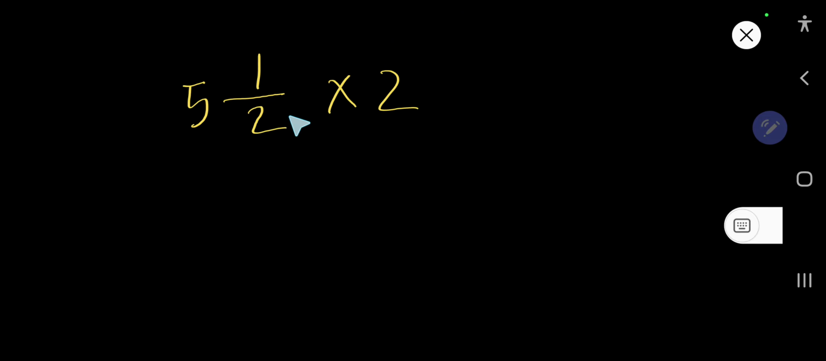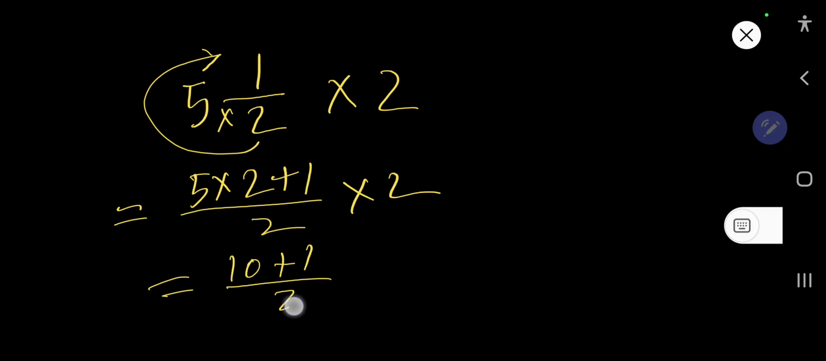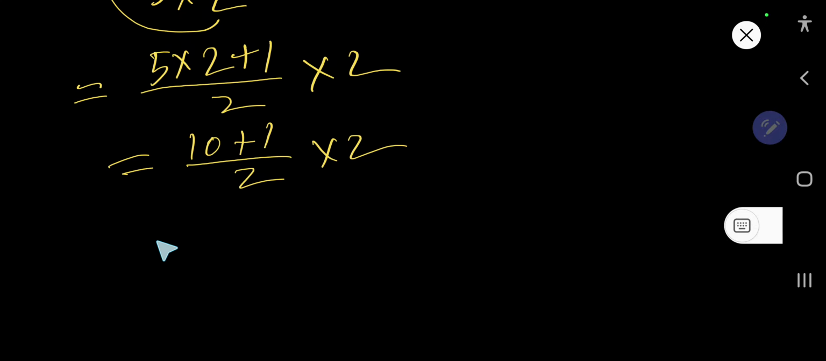From this example, you will learn how to multiply a mixed fraction by a whole number. So how to do that? You can do it in two ways. So let me show that. So first convert this mixed fraction to improper fraction. So 5, that is the whole number, times the denominator plus 1 divided by 2, times 2. So 10 plus 1 divided by 2 times 2. So 11 over 2 times 2.